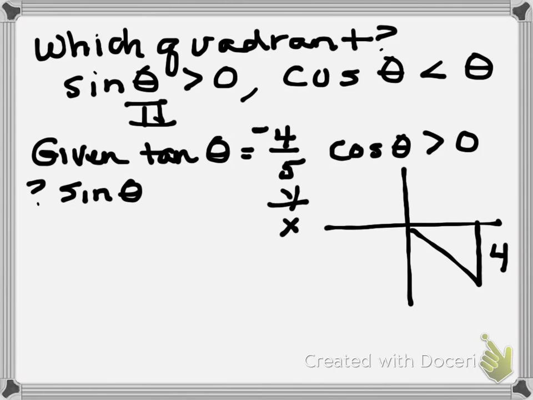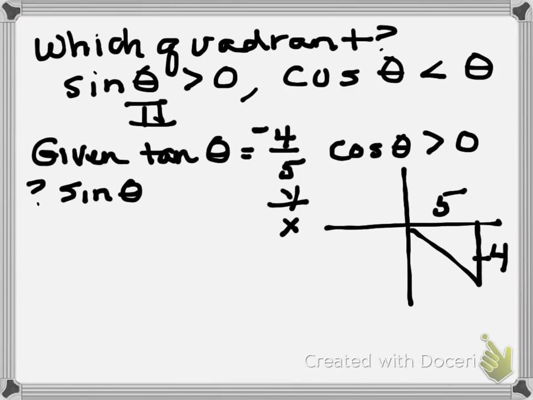So we have 4 and 5. Now don't always think that the 4 has to be the one that's negative. Just because the negative is with the numerator, be careful as we move to other quadrants. In this case it is y that's negative and x is positive. But don't always just put the negative with the numerator and think that's where it goes.